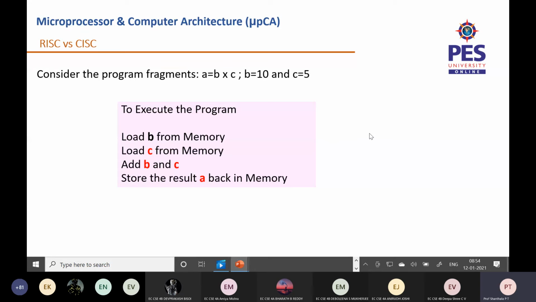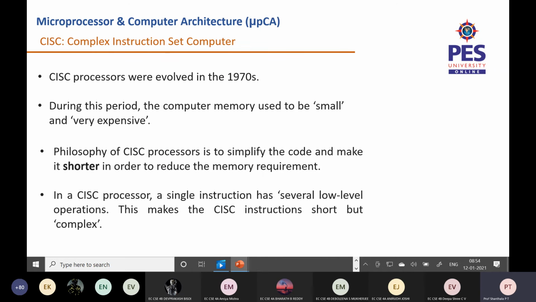See here, either it can be add or multiply. So first, what are the steps here? First we need to load B from the memory, C from the memory, then add, or in this case multiply, B and C, and store the result A back in the memory, where the address of the memory is A. So now suppose I take the CISC computers, what will happen here?